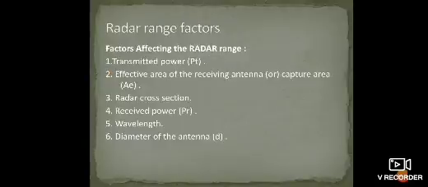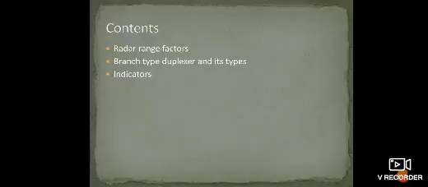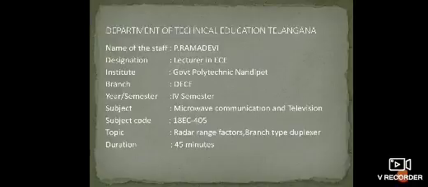So in this session we have a clear explanation of the radar range parameters, branch type duplexers, what the types under the duplexers are, what the operation of duplexers is, and what the indicators are and which modulation techniques are used under this. Okay, all of this can be covered with this. Okay, thank you so much.